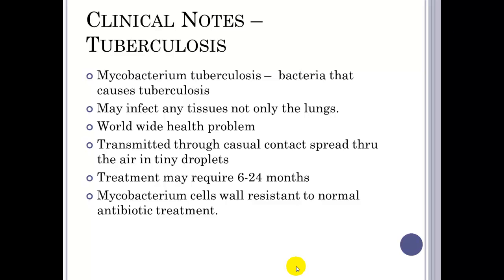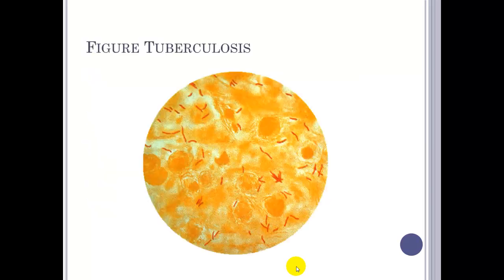Treatment may require 6 to 24 months of actual antibiotic therapy, and that's because the stuff just is hard to kill. Mycobacterium cell walls are resistant to normal antibiotic therapy, so you have to get something, a very powerful antibiotic that sticks around for a very long time. And this is the actual nasty little bacteria.